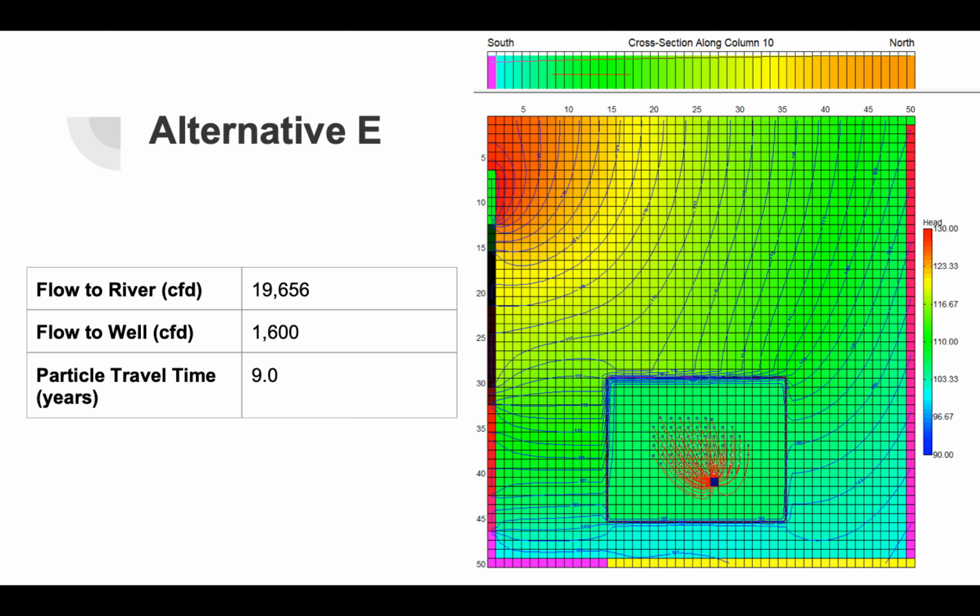In this model, we tried a few different things with the well. We tried placing it right outside of the confining wall. We tried different combinations of placement and flow rates. We placed it inside the landfill, and we decided on this one cell where we have the well, the blue square that you can see on the model. That represents the well, and this placement combined with a 1,600 cubic feet per day flow rate is what we found to be the best for this model.